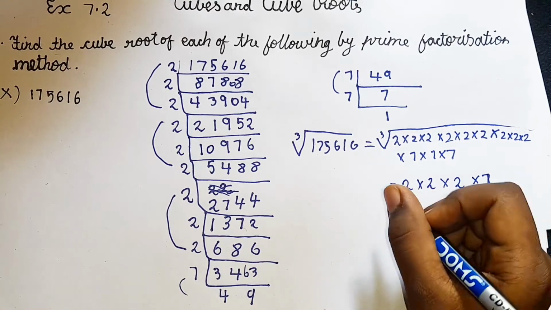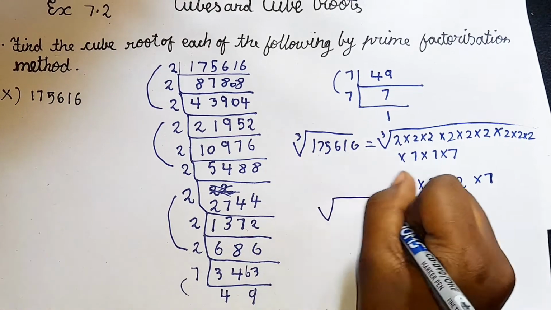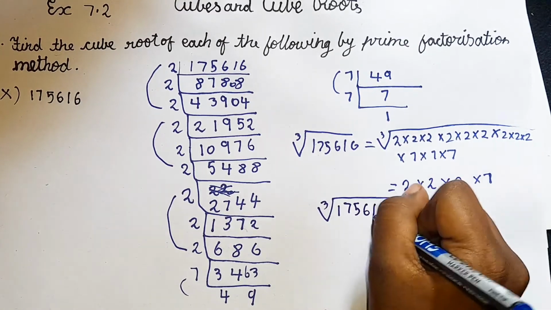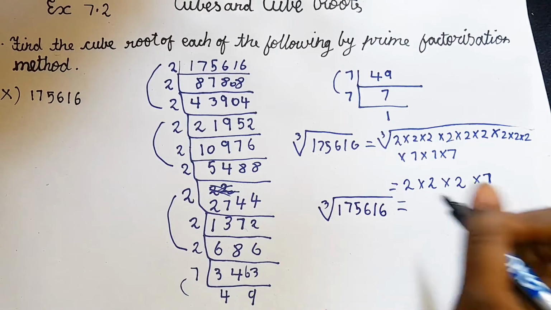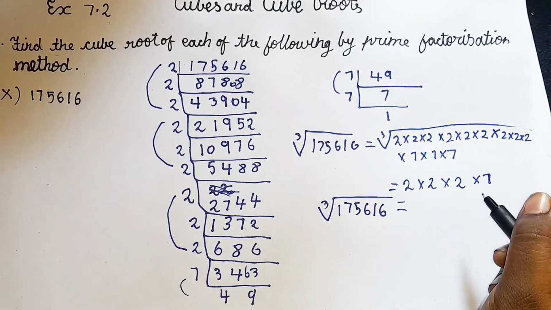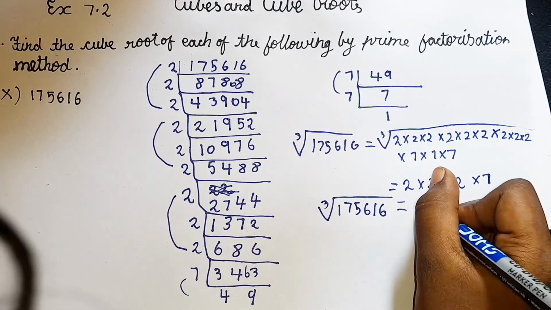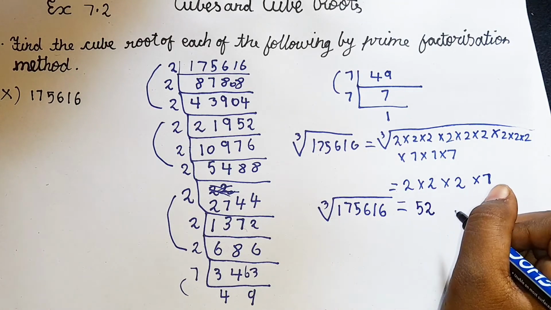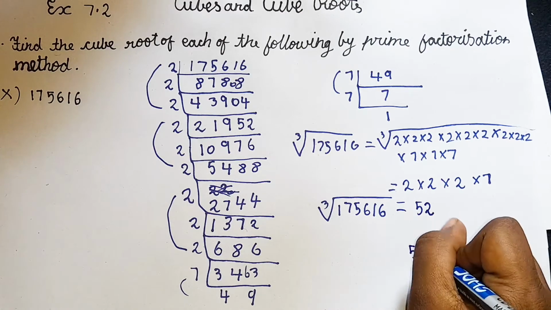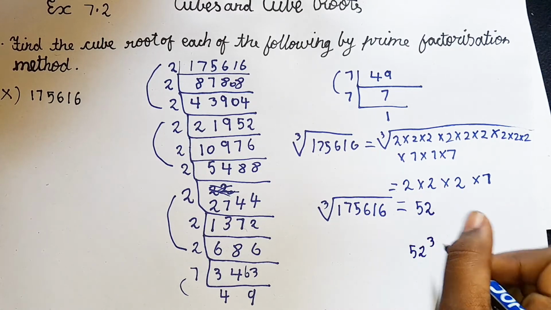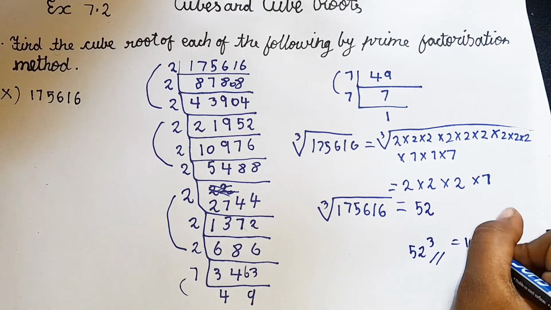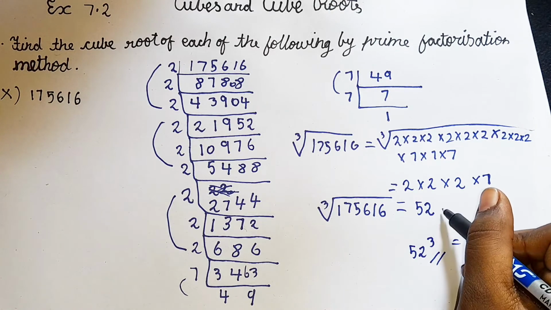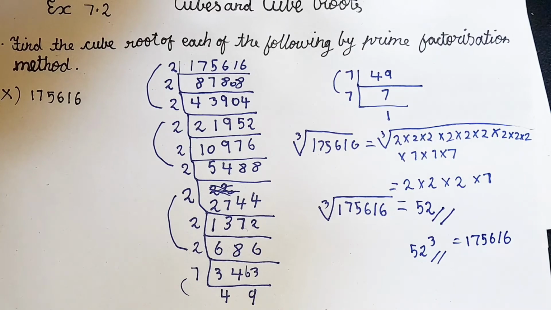So let's write cube 1,75,616 is equal to 2 2s are 4, 4 2s are 8, so 8 7s are 52. So 52 cube is equal to 1,75,616. Okay, but our main answer is 52.